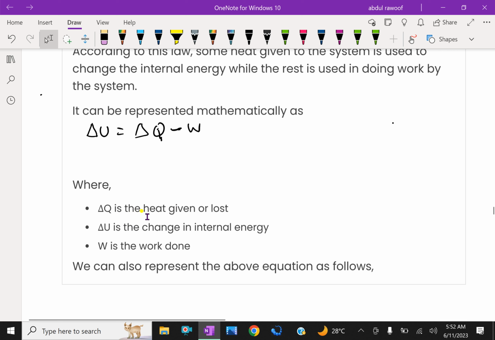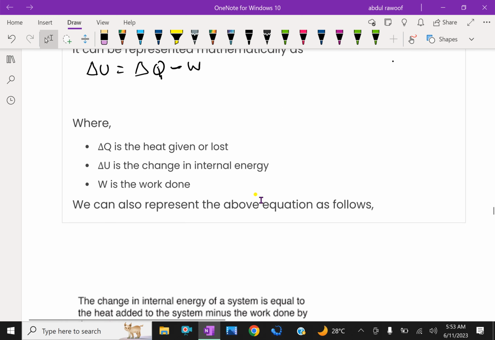Here, delta Q is the heat given or lost, delta U is the change in internal energy, and W is the work done. We can also represent the above equation as follows.